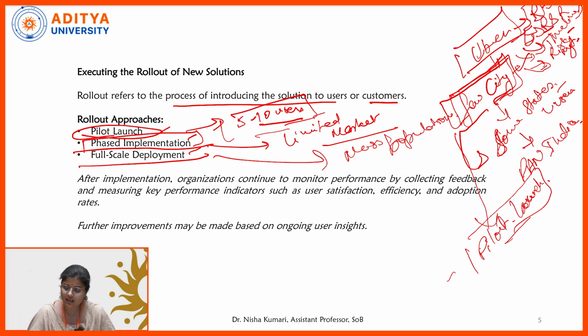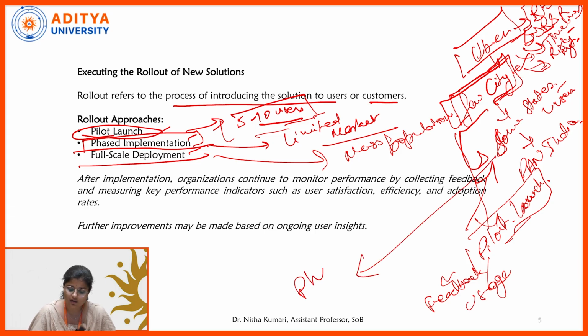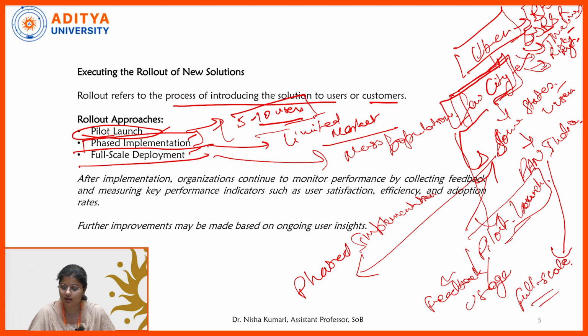Then after seeing the feedback and the usage of their app, they introduced it at the state level, which comes under phased implementation, where they implemented in some regions of India. Then again, based on the feedback, usage and the users' response, they implemented pan India, which comes under full scale deployment, where they made their app available across India.